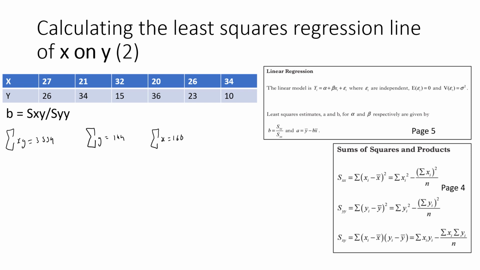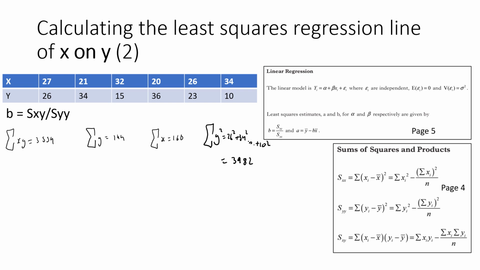To show the difference of x on y and y on x, I've used the same data, but it's just asking for a different b value, basically. So we have sigma xy, we have sigma y, we have sigma x. For this, we need syy, and for that, we need sigma y squared. How we would calculate that is 26 squared plus 34 squared all the way to plus 10 squared, and that gives us 3982.